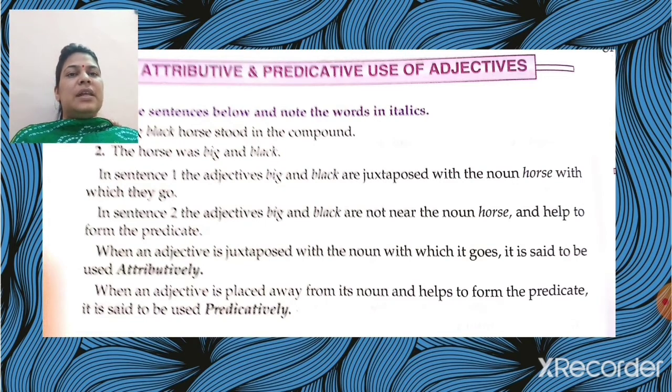While when an adjective is placed away from its noun and helps to form the predicate, it is said to be used predicatively, because this part of the adjective helps to make the predicate of a sentence, so it is said to be used predicatively. Let's move on.